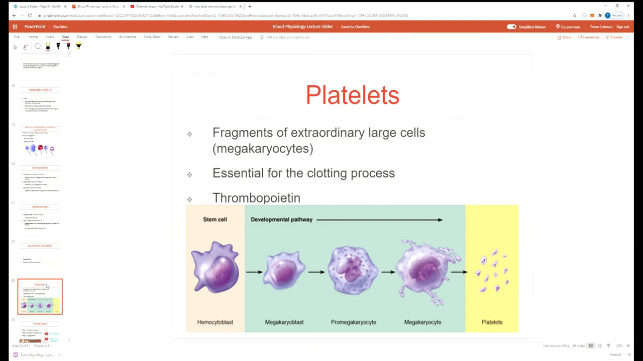So that brings us to platelets. Platelets aren't a cell, they're just a fragment of a very large cell called a megakaryocyte. Platelets are essential for the clotting process. They release thrombopoietin, which we'll talk about on the next slide.